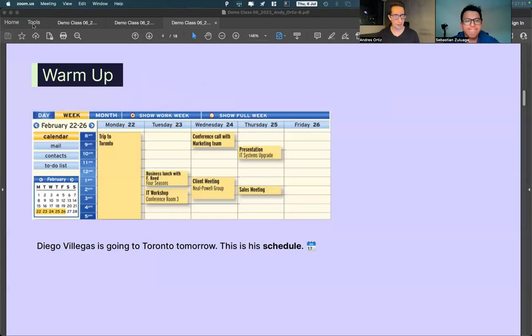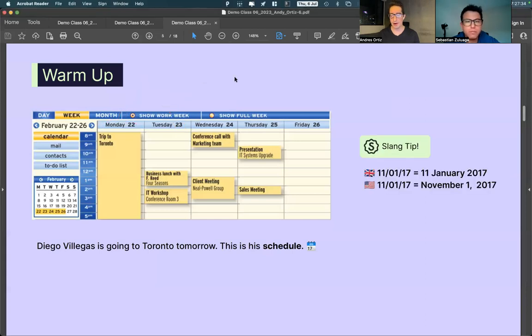Now, here's a little slang tip whenever we're talking about dates, all right? Now, in the United Kingdom, we have the date format in this following fashion. We have the month first, sorry, we have the day first, my bad, the month, and then the year. Similar to Latin American countries like in Brazil, Colombia, we follow the same pattern. But in the United States, the month goes first, then the day, and then the year, right? The year has four. All right, guys. So does anyone have questions about this so far? No questions. All right, guys.